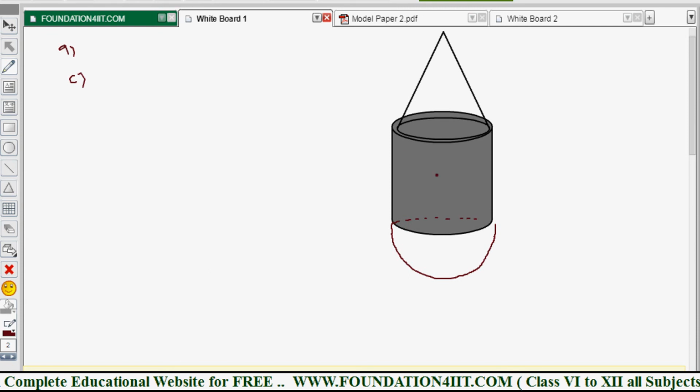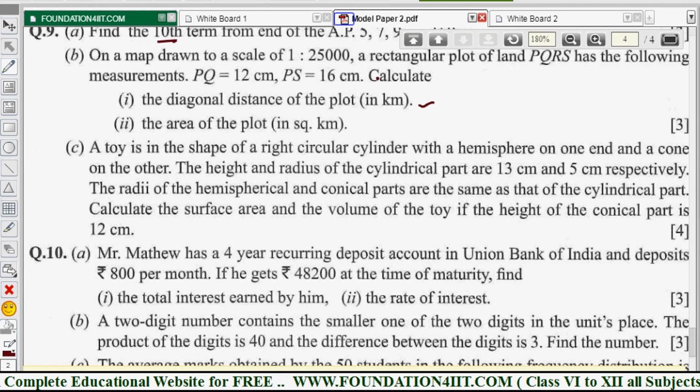The hemisphere is for this end. Now the height given for this is 13 centimeters. The cylindrical height is 13 centimeters. It's given. And 12 centimeters is the height of the cone. And 5 centimeters is the radius for all. All radius is 5 centimeters. The hemisphere also, R is 5 centimeters. Now if you want the volume of this toy, you need to calculate surface area and volume of the toy, both.